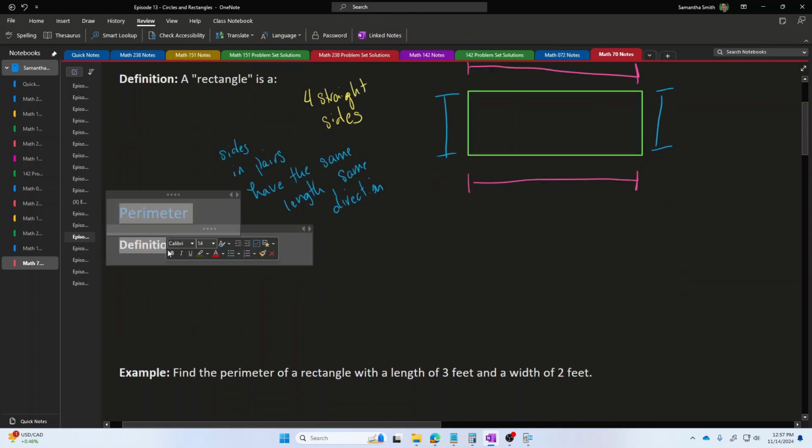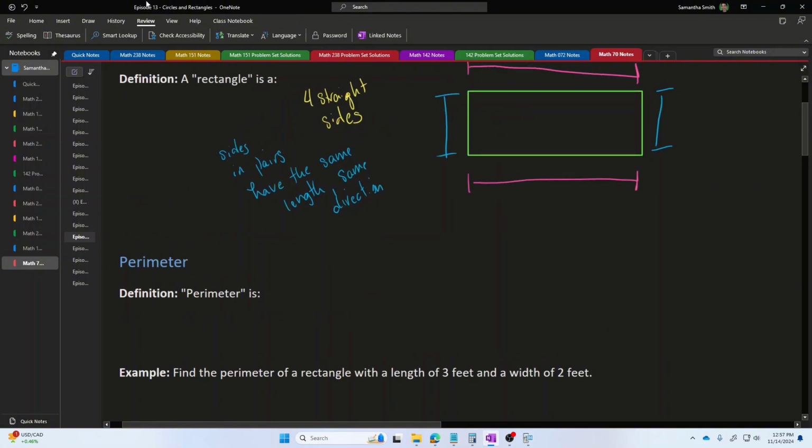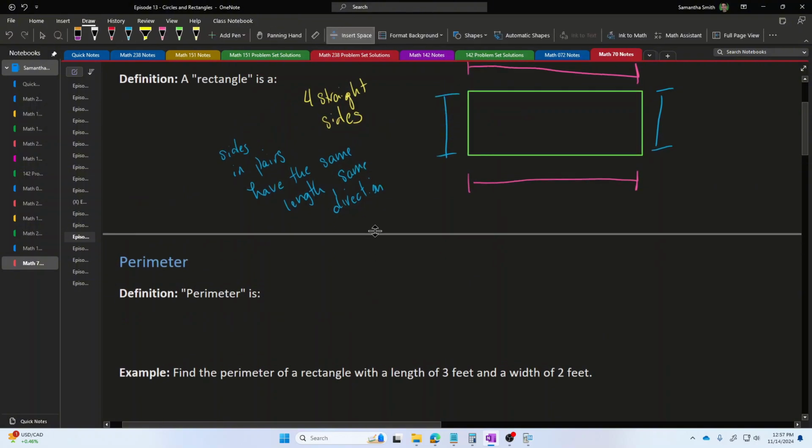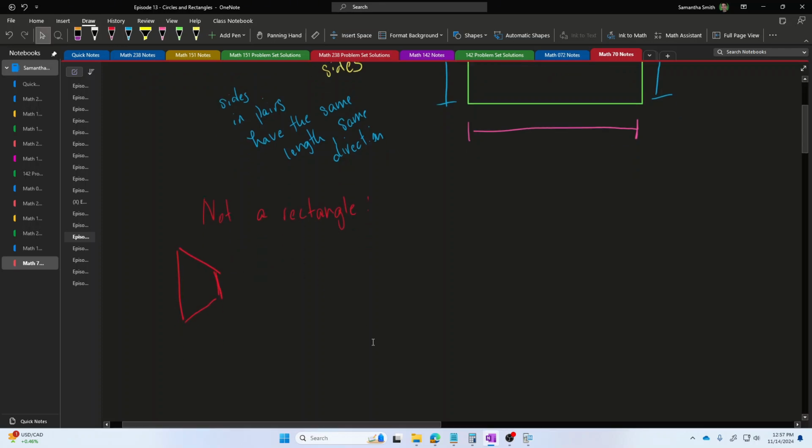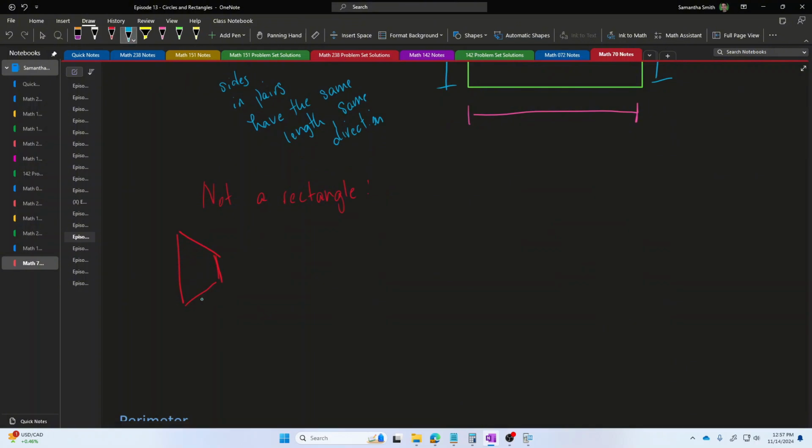So to give you an example of a shape that would not be a rectangle, just for contrast, if I had a shape that looked like this one, this would not be a rectangle for a variety of reasons. This would not be a rectangle because these pairs of lines are not the same length. As well, these pairs of lines are not pointing in the same direction.